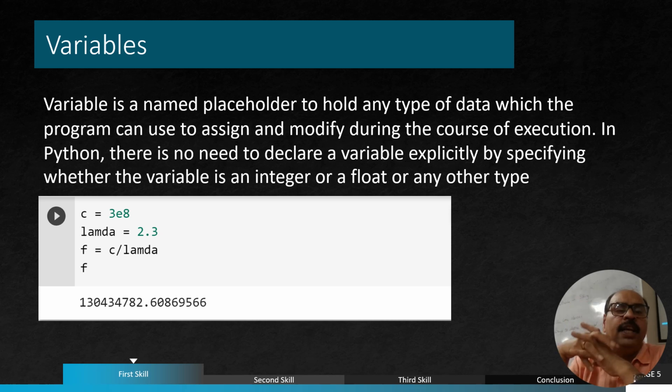Okay, a variable is a name placeholder to hold any type of data. Unlike other programming languages, there is no need of explicitly declaring the type of variable. When you declare a variable, you can use it as and when you like. Python automatically considers what data type is most suitable and assigns it. So you don't need any extra effort in declaring a variable. You can keep changing the type of variable as you go on.